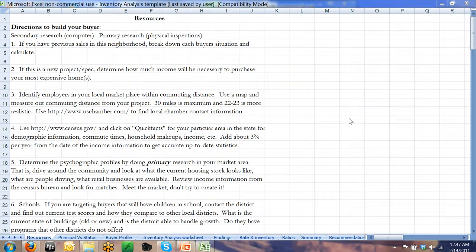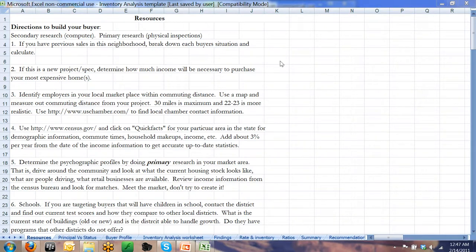This particular resource sheet will give you instructions on how to build your buyer and looking at where you can do your research. We'll walk through it here quickly. Your secondary research will be done on your computer, obviously. Then there's the primary research, which is done usually on site, physical inspections or focus groups and that sort of thing. But number one, if you have previous sales in your neighborhoods, break down each buyer's situation and calculate that.